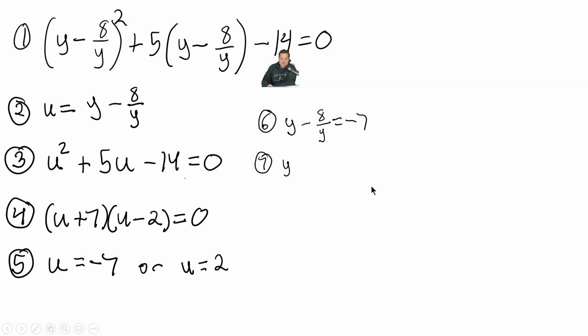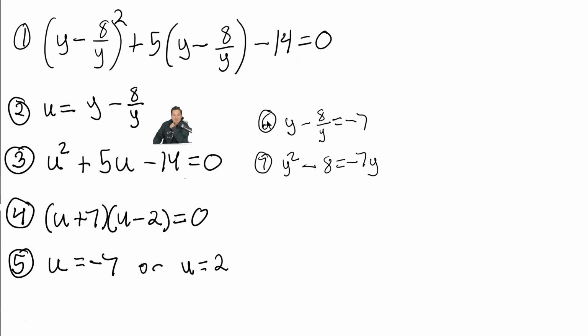So I'm going to transition to step 7. So it's going to give me y squared minus 8 equals negative 7y. What did I do here? When I went from 6 to 7, I simply multiplied each term in step 6 by y. So y multiplied by y is y squared. When you multiply negative 8 over y by y, the y's cancel, and that gives you negative 8. On the right side, you multiply negative 7 by y, and it gives you that.